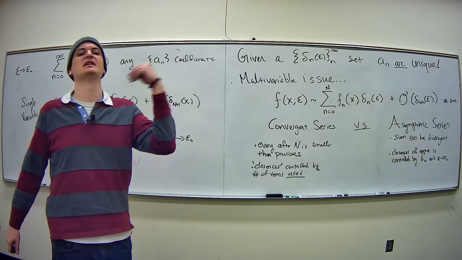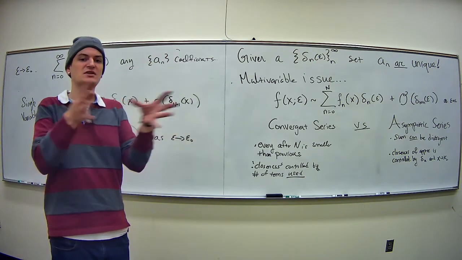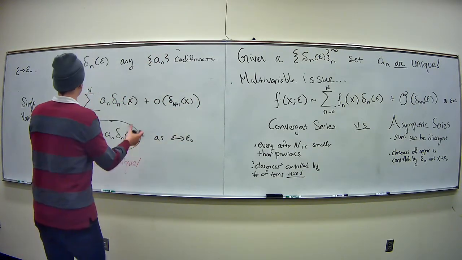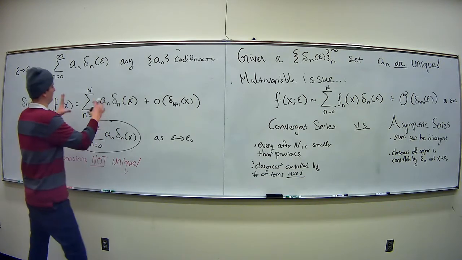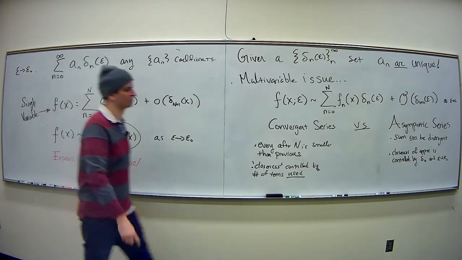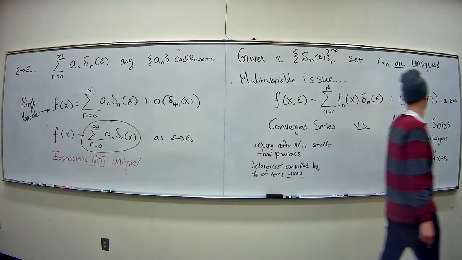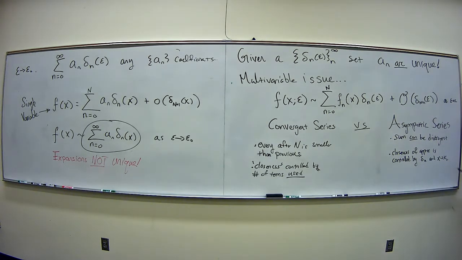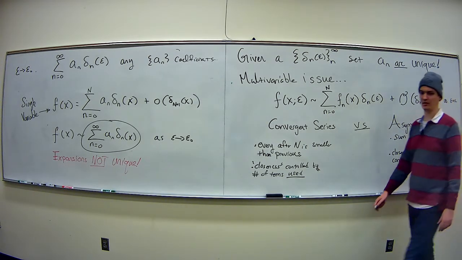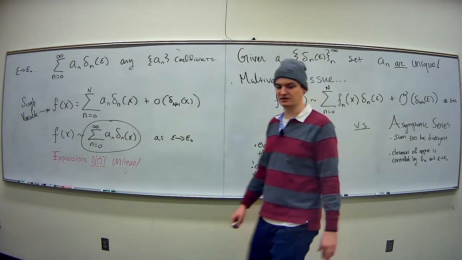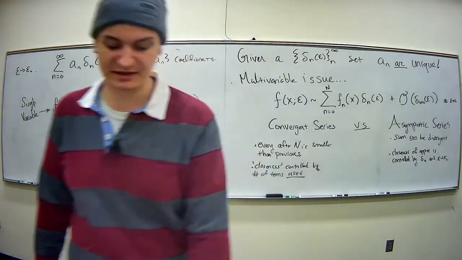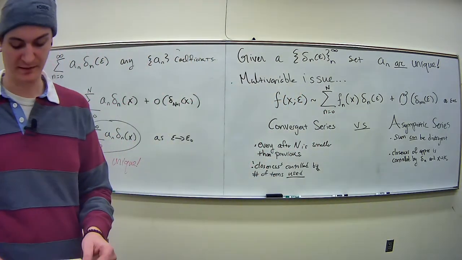So the convergence, or the closeness of your actual approximation, is controlled by things you're setting. The gauge functions control the closeness. The number of terms controls closeness for convergent series. It's very powerful.